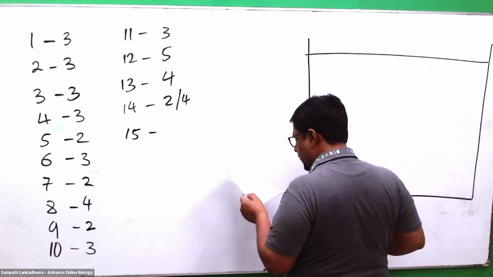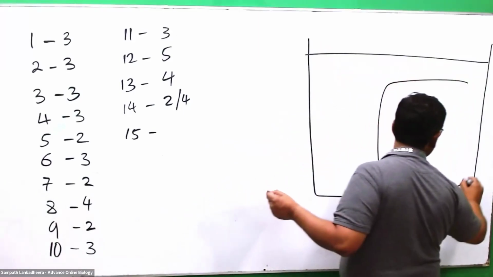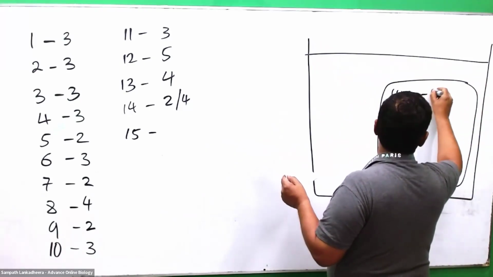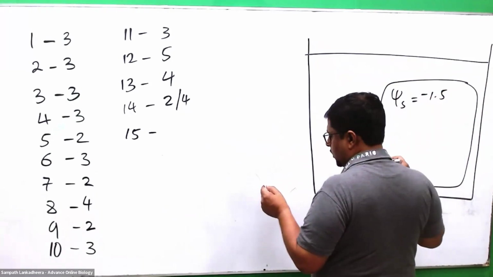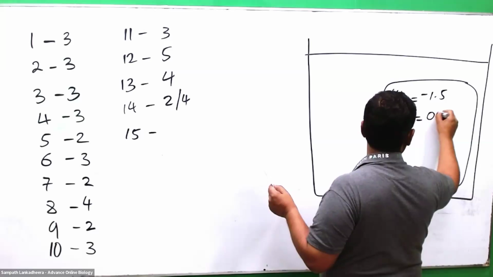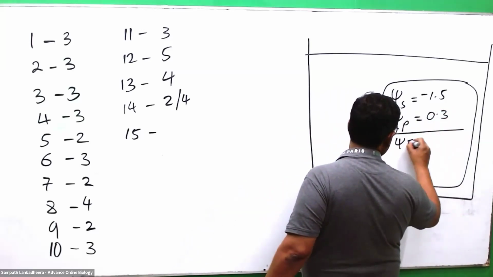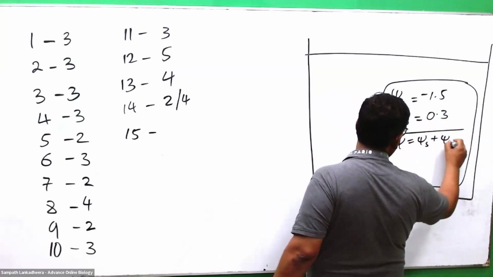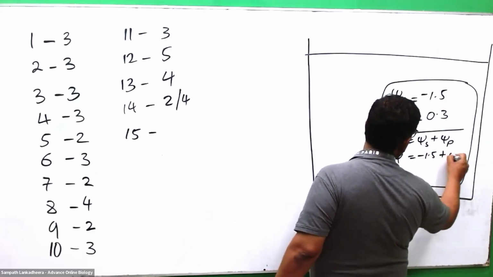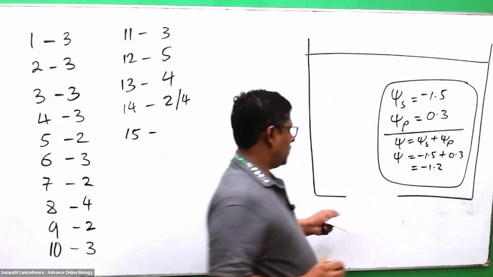What it says: plant cell with solute potential psi s, what's the value? Minus 1.5. Pressure potential psi p, the value is 0.3. So what is the water potential here? Water potential is equal to psi s plus psi p. So you can calculate the water potential: minus 1.5 plus 0.3 equals minus 1.2.